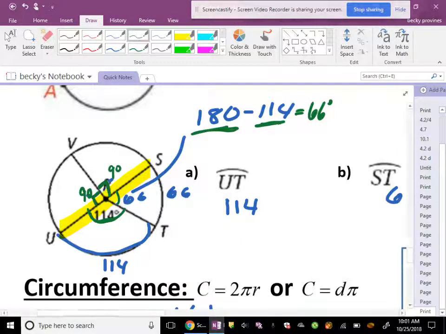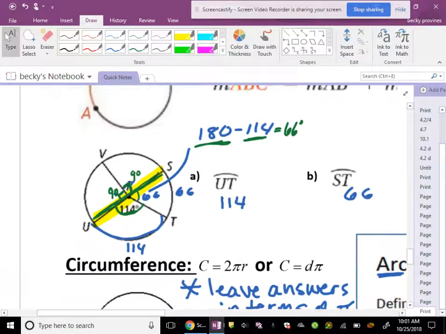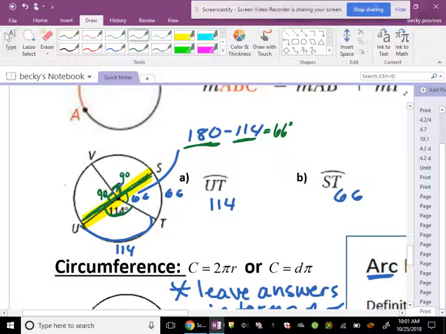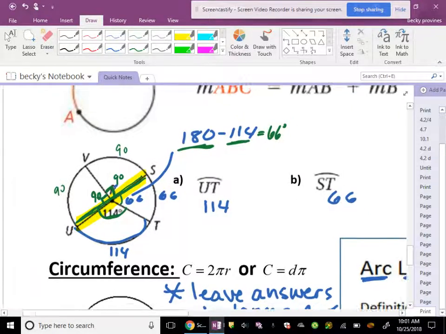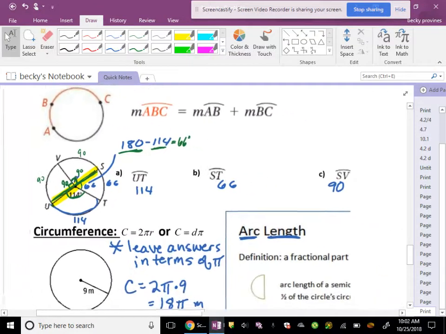And the reason is that's a straight line. And if one's 90, if I take 180, subtract 90, I get 90. Okay, so once you have all this information written in, remember the arcs are the same thing, and we can just fill in the answers.